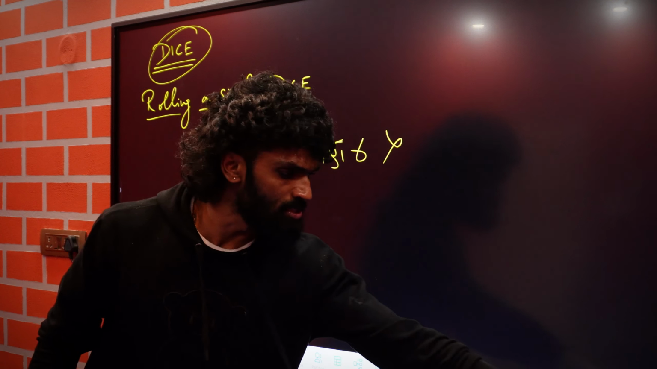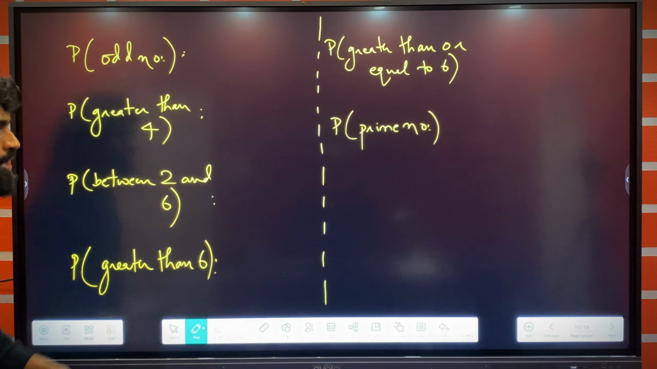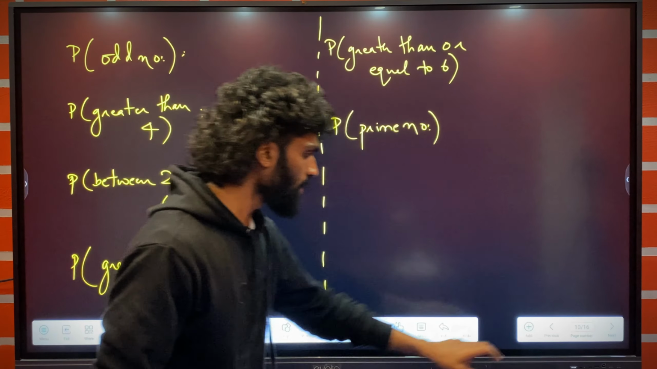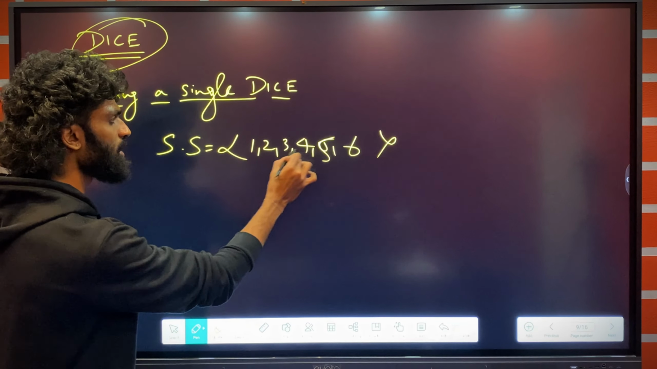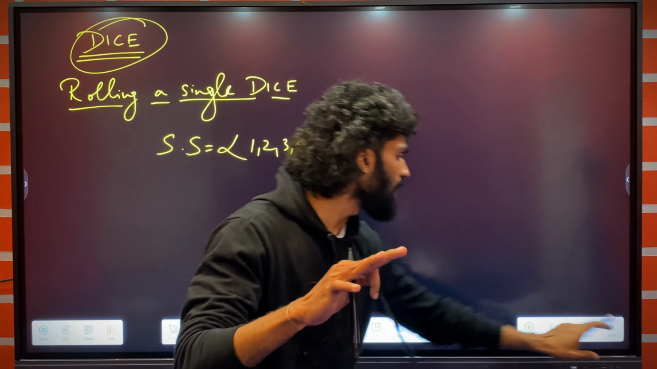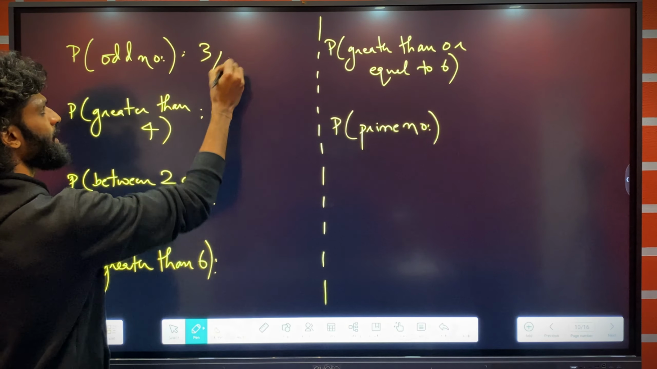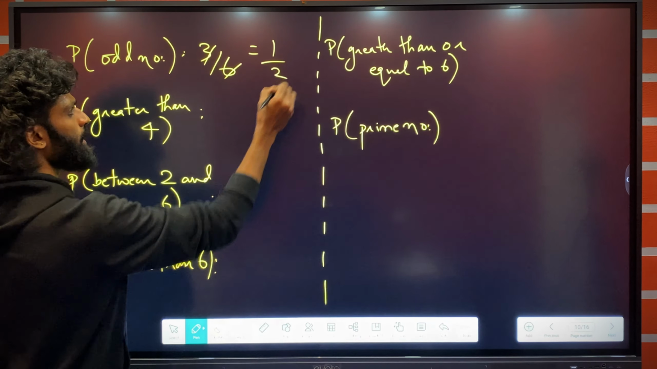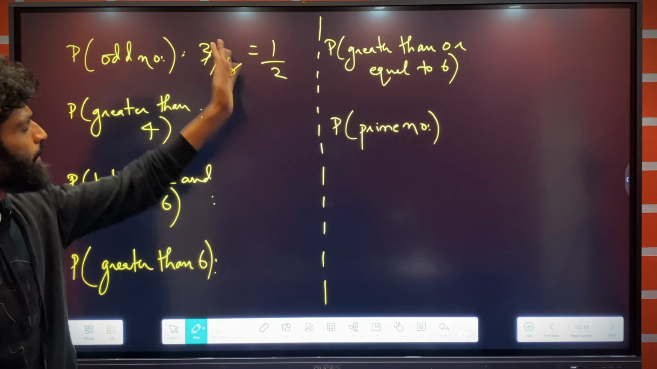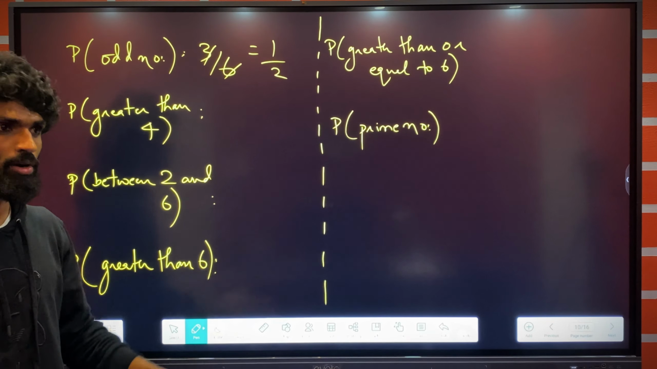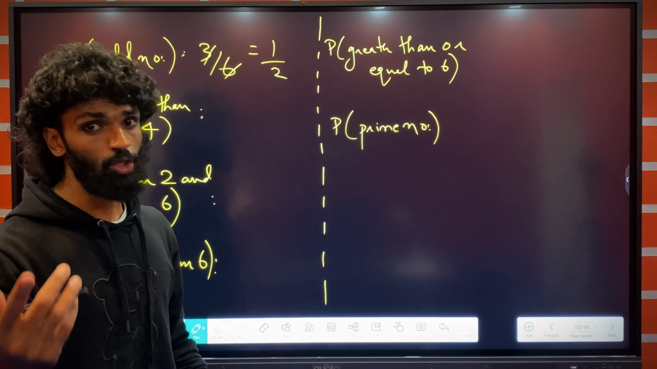Now based on these answers, let's see what another question has been asked. P of odd number. What are the odd numbers? 1, 3, 5. There are 3, out of 6. So the answer is 3 by 6, nothing but 1 by 2. If you focus properly, I am trying to simplify it then and there itself. I am not trying to postpone things. Got it? You should do the same thing.